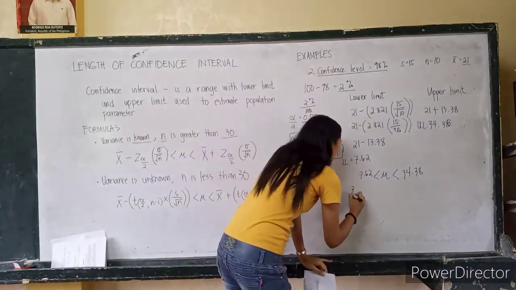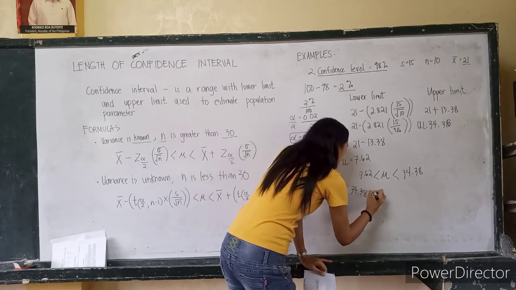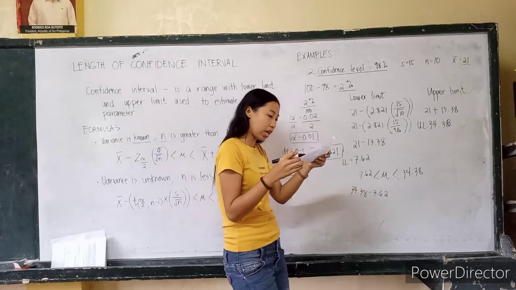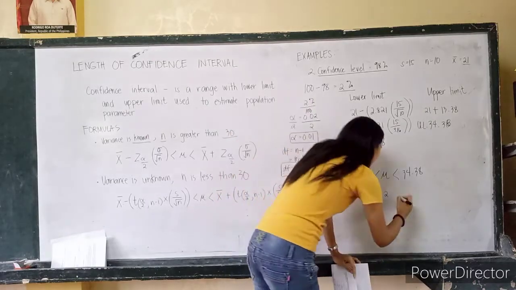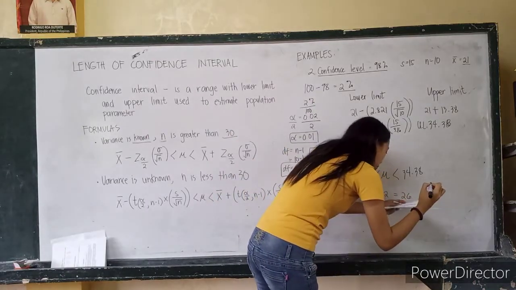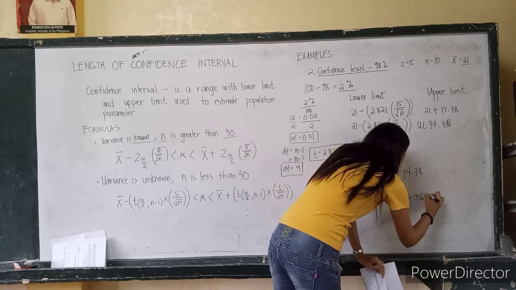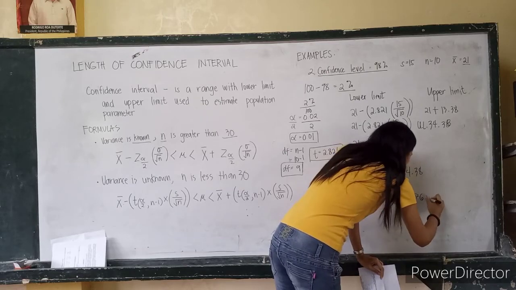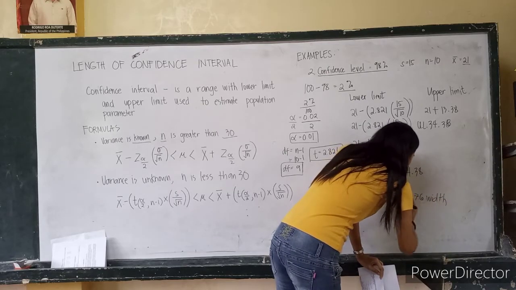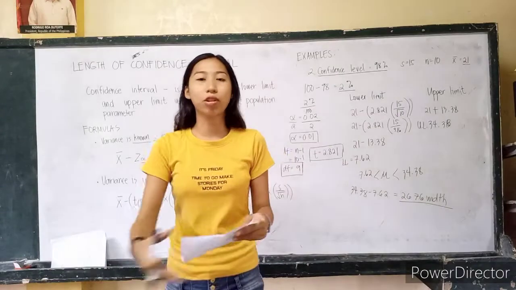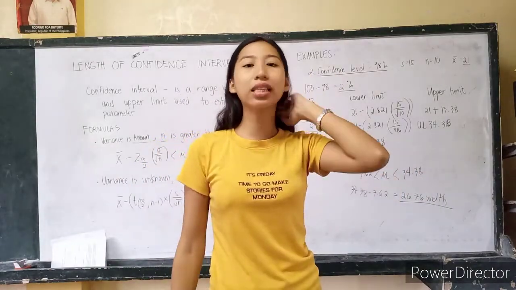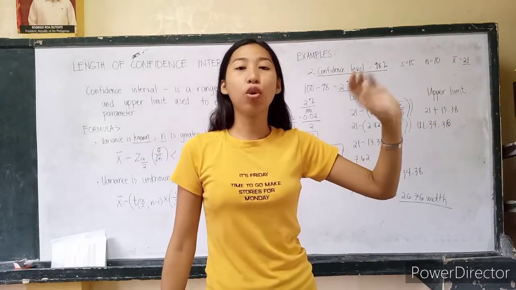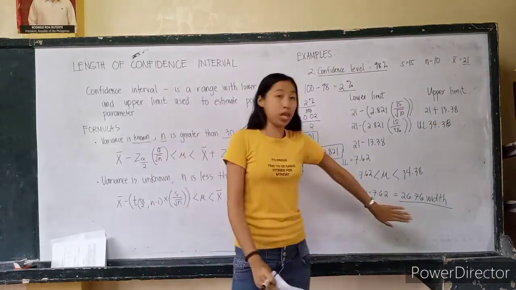So you have 34.38 minus 7.62. Ang width for this is 26.76. So this is your width. Okay, width. Mao ni ang distansya gikan sa imuhang lower limit, padulong sa imuhang upper limit. So mao na siya ang answer sa imuhang width.